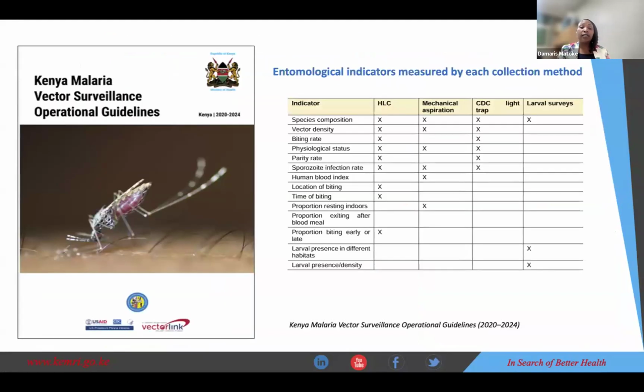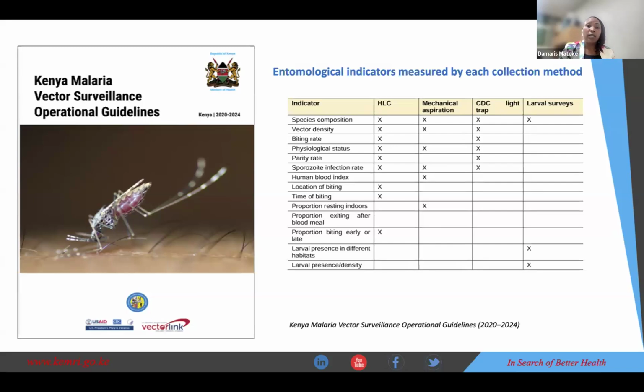For vector surveillance in the country, we have a guideline, the Kenya Malaria Surveillance Operation Guideline, put in place in 2020 and I think it's being revised this year. In it we have specific parameters that we monitor, as indicated in the table here, and we use specific entomological tools to do this.